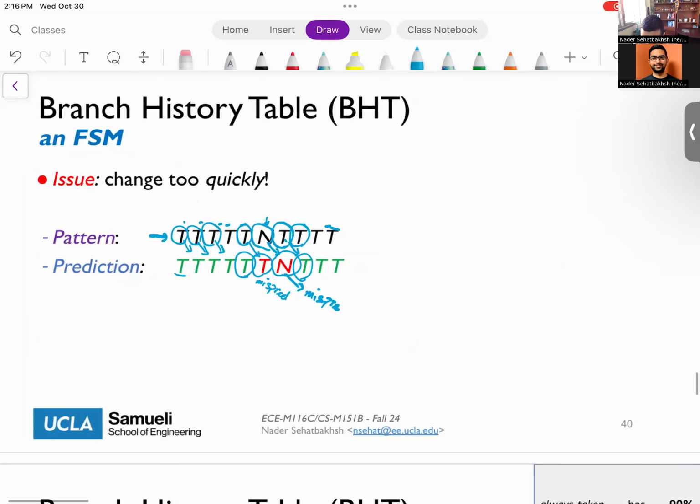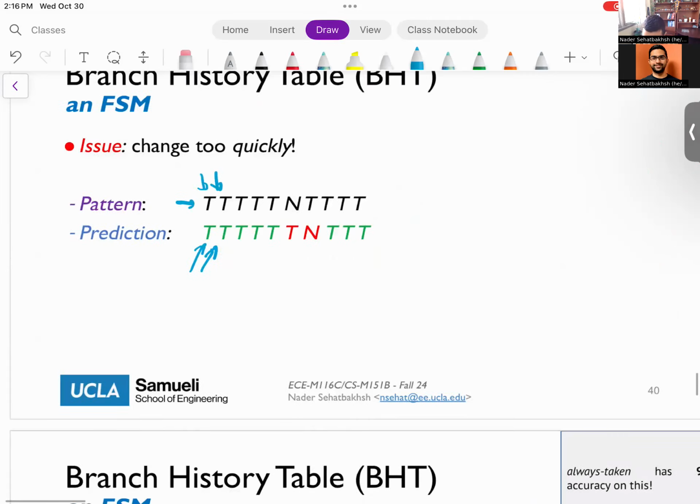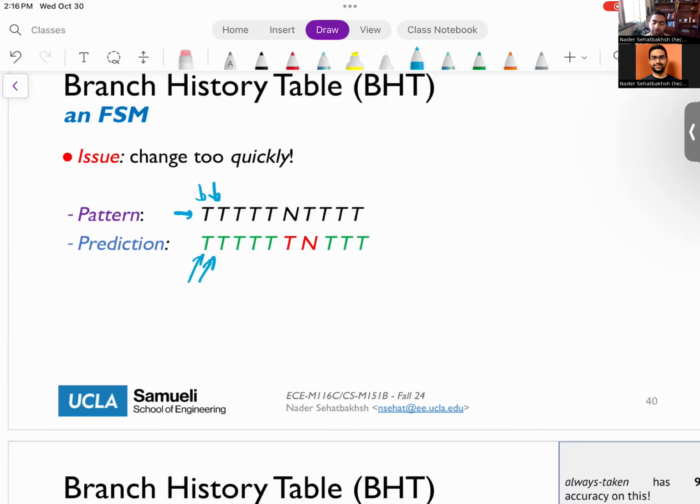Okay. The problem with this is that it does not really capture things that are changing quickly. If I'm looking at this pattern, this is the actual pattern, and this is the prediction of that pattern. Let's say, for example, we are currently in the predict taken state. If we see a new branch, since we are in the predict taken state, we're going to predict taken. But then we see that the actual outcome is also taken. As a result, we're going to stay in the predict taken state.